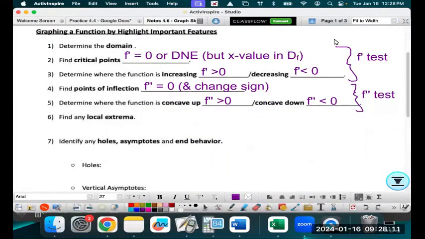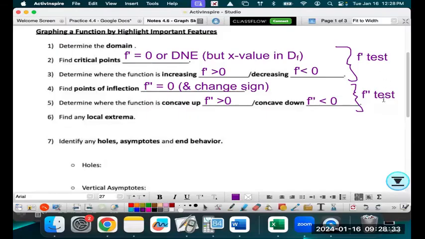Then you want to find any local extrema. There are two different ways that you can find your local extrema, so write which one down that you would prefer. You could use your first derivative test with your critical points, and it would be where your critical points go from positive to negative for a local max, and then negative to positive for a local min.